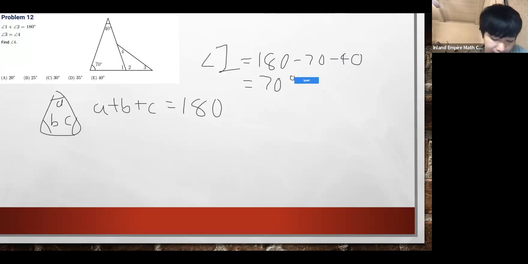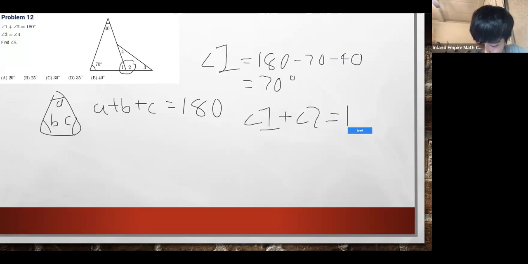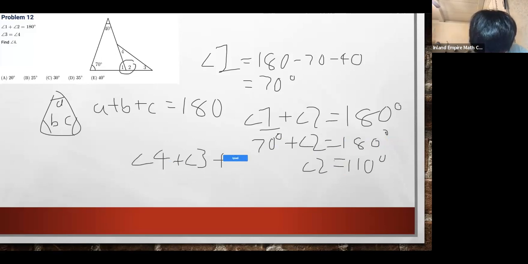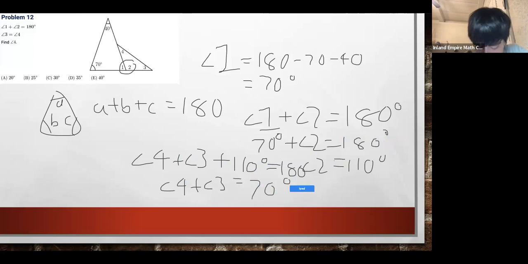However, we can also see that angle 1 plus angle 2 must equal 180 degrees, right? Because they're all on a line, which means that 70 degrees plus angle 2 equals 180 degrees, so angle 2 equals 110 degrees. We can now use the angle sum formula again: angle 4 plus angle 3 plus 110 degrees, which is angle 2, equals 180. Which means that angle 4 plus angle 3 equals 70 degrees.